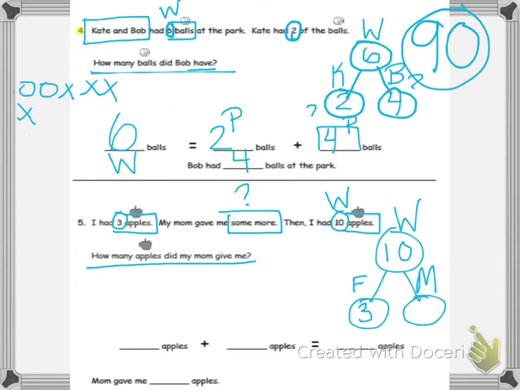I'm going to read it one more time, and then I want you to pause it and solve it by yourself. I had 3 apples. My mom gave me some more. Then I had 10 apples. How many apples did my mom give me? Please pause it now and draw your picture. Finish the number bond and your number sentence, please. And then unpause it when you're ready.